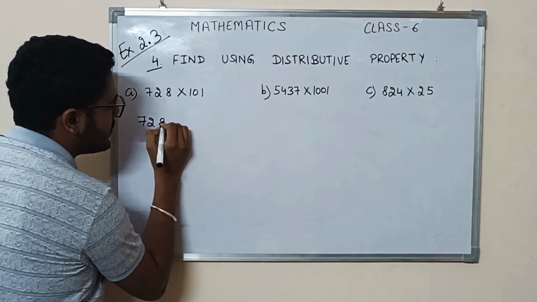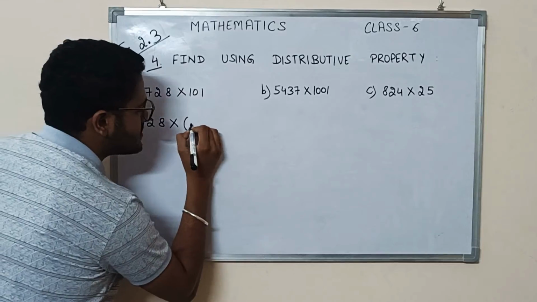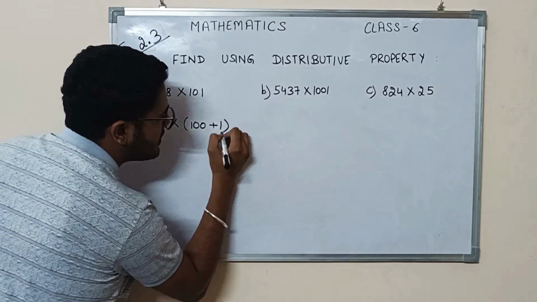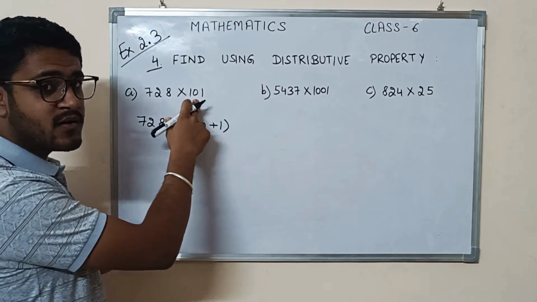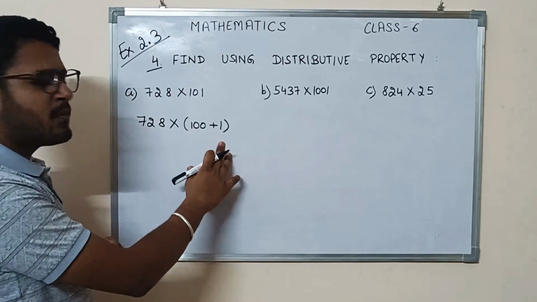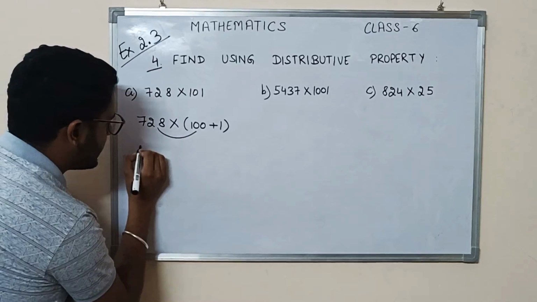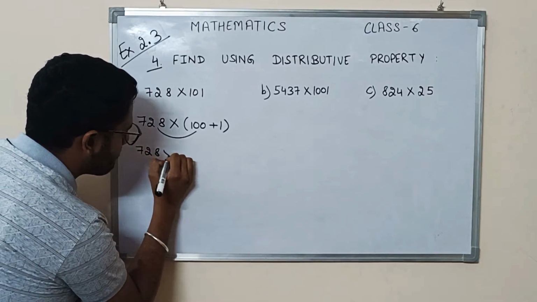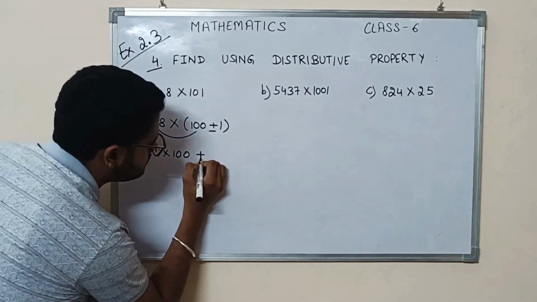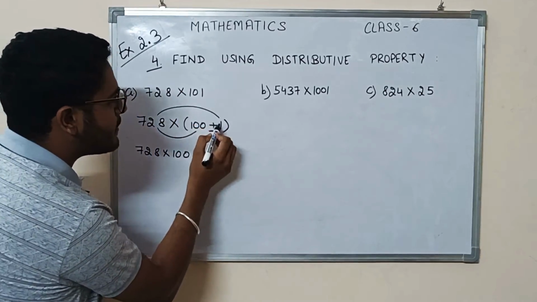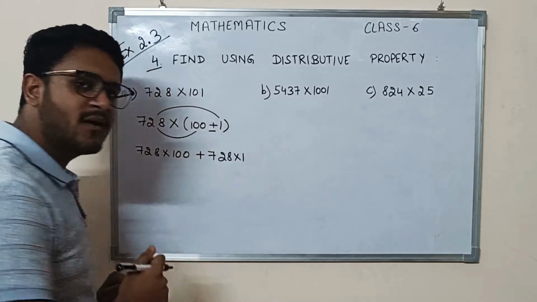Now let's solve. The question is 728 multiplied by 101. Let's write 728 multiplied by 101. Can I write it as 100 plus 1? 100 plus 1 is nothing but 101. Now apply the distributive property here: 728 multiplied by 100, plus 728 multiplied by 1.